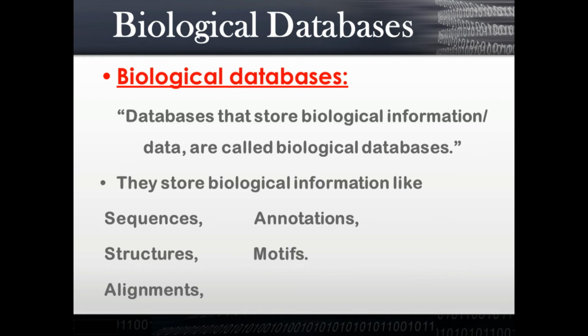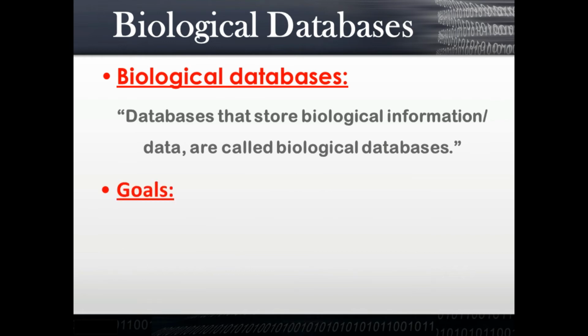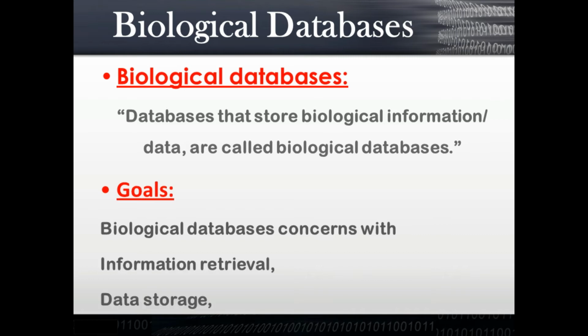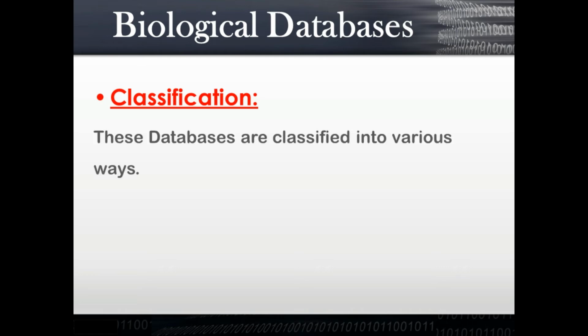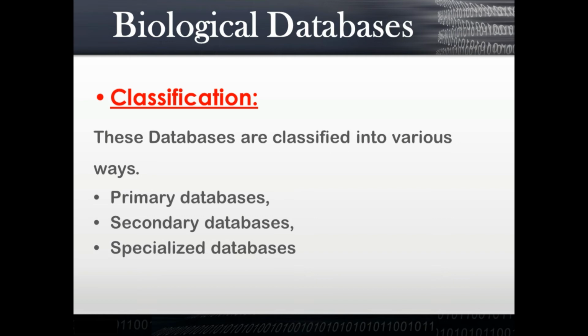Now let's talk about some of the goals of these databases. Biological databases are concerned with information retrieval, data storage, and knowledge discovery. Sequences and arrangement patterns that are created by using computational tools are stored in different databases. These databases are classified in various ways. They can be classified as primary databases, secondary databases, specialized databases, or on the basis of the data they contain. Let's talk about them one by one.